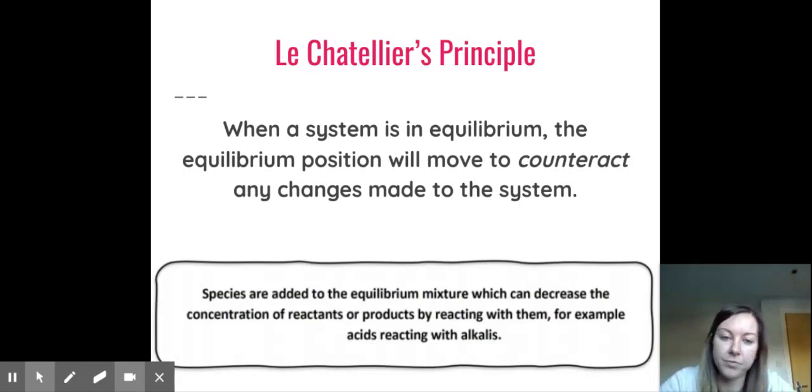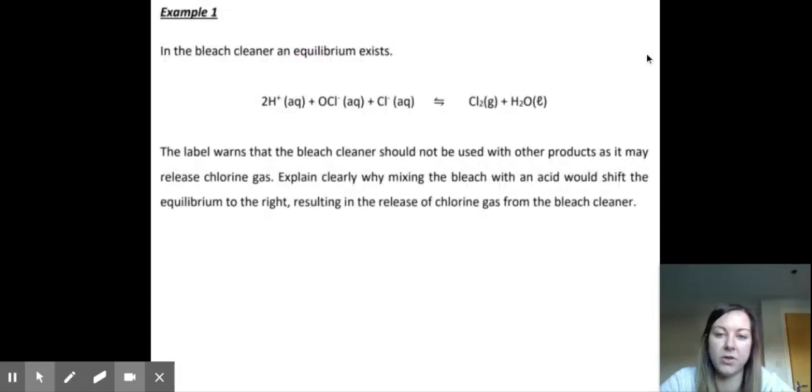For example, we have a question here. In the bleach cleaner, an equilibrium exists. So it gives you an equation here and says the label warns that the bleach cleaner should not be used with any other products as it may release chlorine gas. Explain clearly why mixing the bleach with an acid would shift the equilibrium to the right, resulting in the release of chlorine gas from the bleach cleaner.